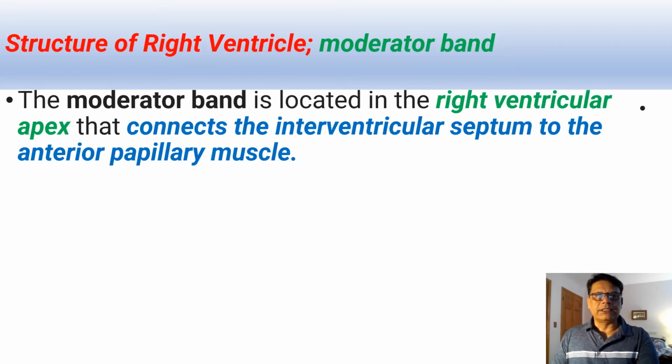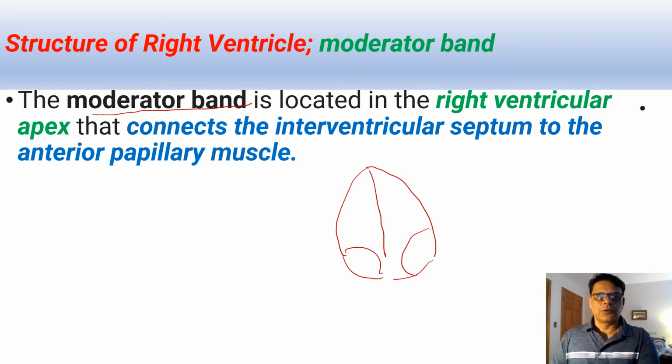So there is a unique structure in the right ventricle that is called moderator band. This is only present in the right ventricle. In an echocardiography, if we do the apical four-chamber view of the heart, moderator bands are visible, and they help to distinguish between right ventricle and left ventricle. So what is moderator band? Moderator band connects interventricular septum to the anterior papillary muscles.